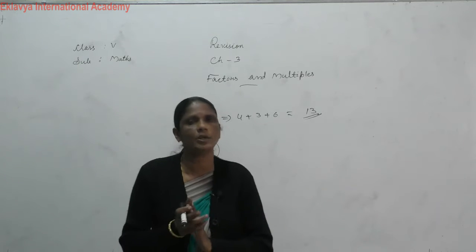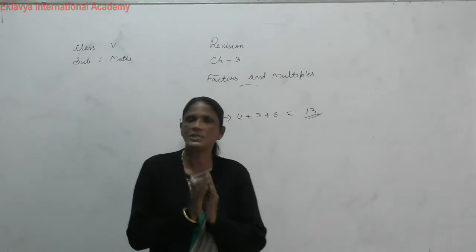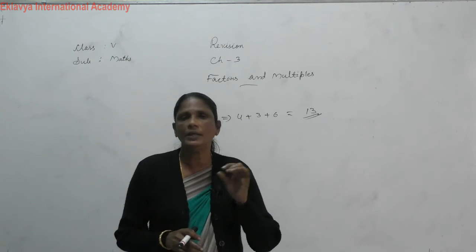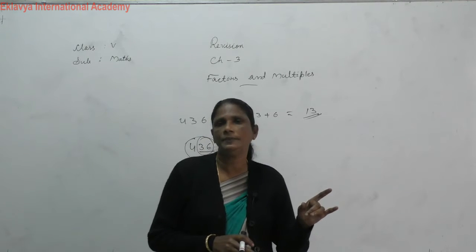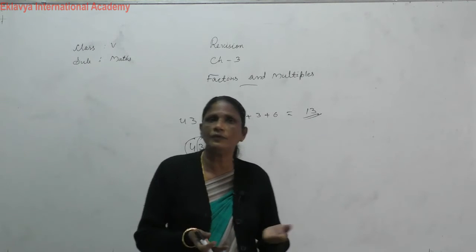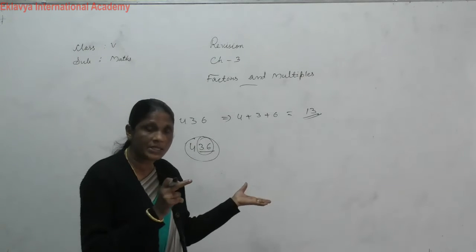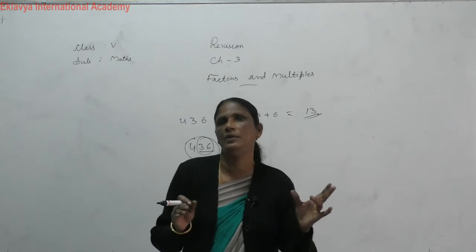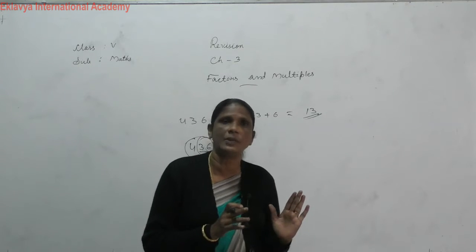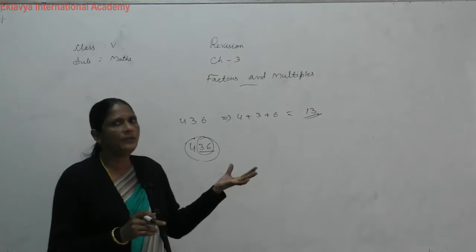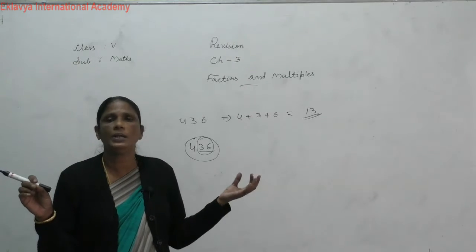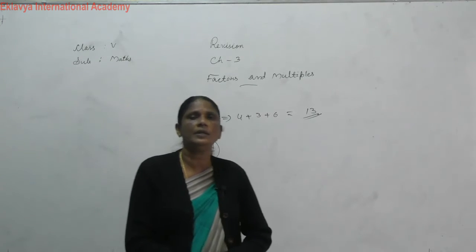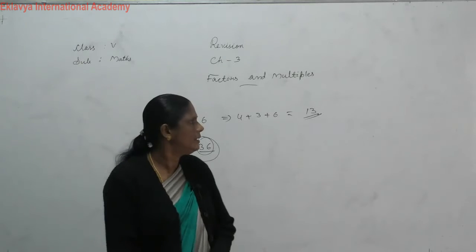What is the rule of the test of divisibility by 6? If a number is divisible by both 2 and 3, that number is divisible by 6. First you check if the number is divisible by 2: 0, 2, 4, 6, 8 in the ones place. Then 3: if the sum of the digits is a multiple of 3, that number is divisible by 3.